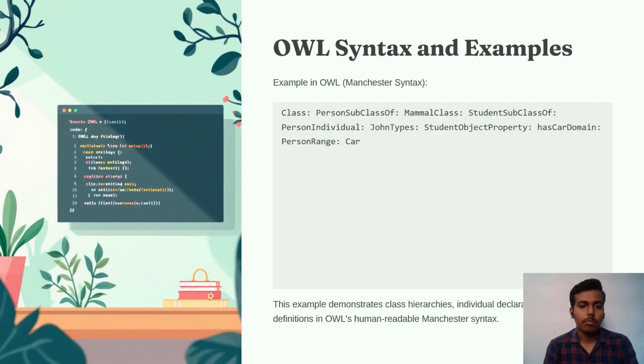OWL syntax and examples. OWL can be expressed in different syntaxes. For example, XML, Turtle, and Manchester syntax. Manchester is the easiest to read. For example, class person, subclass of mammal, class student, subclass of person, individual John, student. Here we have said that person is a subclass of mammal, student is a subclass of person, John is a student. Now with reasoning, OWL automatically infers John is also a person and John is also a mammal. This shows how OWL makes knowledge hierarchical and inferable.